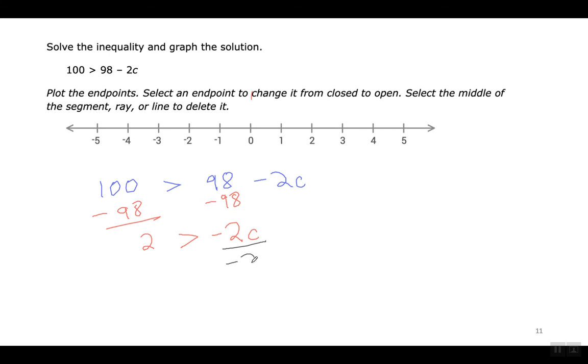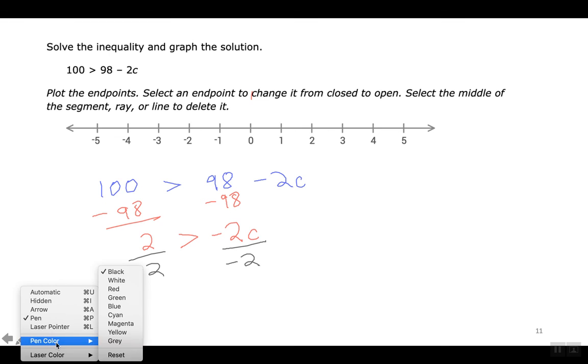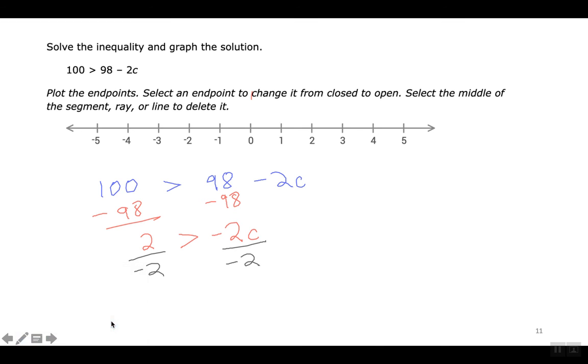When I divide both sides by negative 2, that's going to cause the sign to flip. So the sign is going to flip directions like that. 2 divided by negative 2 is negative 1, because a positive divided by a negative equals a negative, and 2 divided by 2 is 1. Here, these two negative 2's that you're dividing by cancel out.